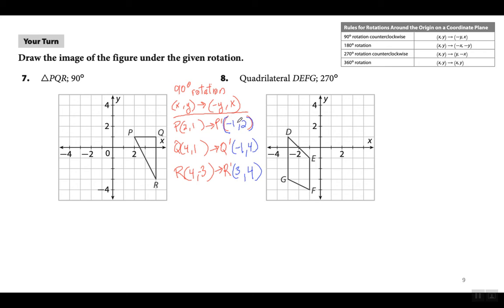Okay, so P prime is at (-1, +2). Q prime is at (-1, +4). Okay, and R prime is at (+3, +4). 1, 2, 3, 4.